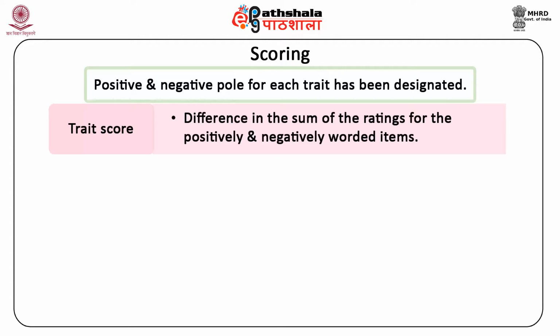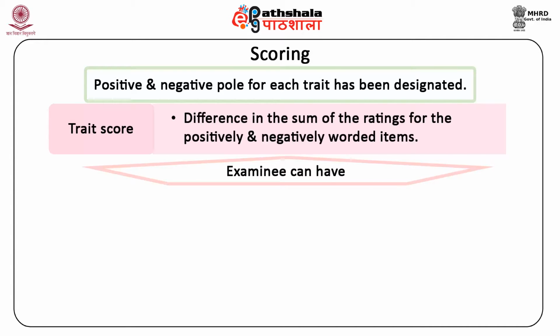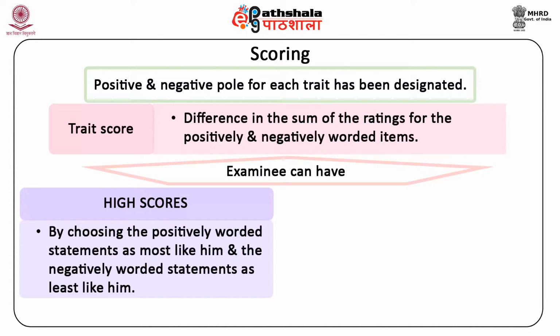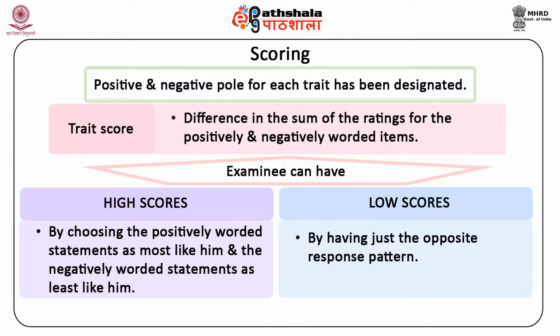Since each set of items contains both positively and negatively worded statements, the 20 scores for each examinee do not have to add up to the same total. An examinee can have generally high scores by choosing the positively worded statements as most like him and the negatively worded statements as least like him, or generally low scores by having just the opposite response pattern.